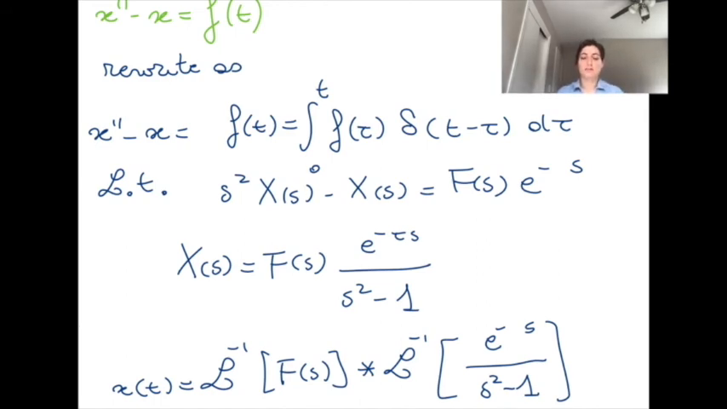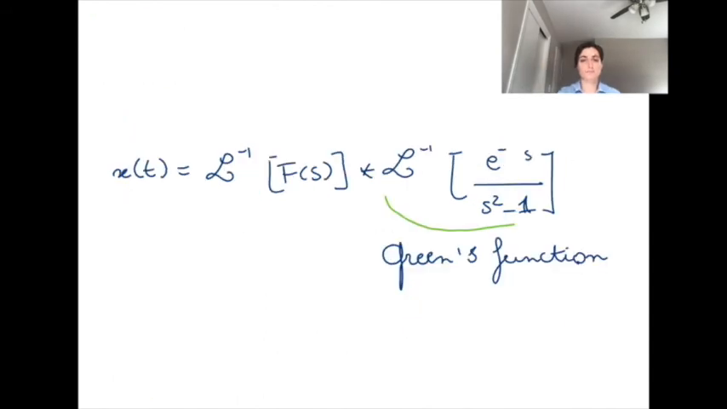Remember that the inverse Laplace of a product is a convolution of the inverse Laplaces. So we have the inverse Laplace of our right-hand side convolved with the inverse Laplace of e to the minus s divided by s squared minus 1. But the inverse Laplace of e to the minus s divided by s squared minus 1 is exactly the thing we computed before and that we defined as being the Green's function.